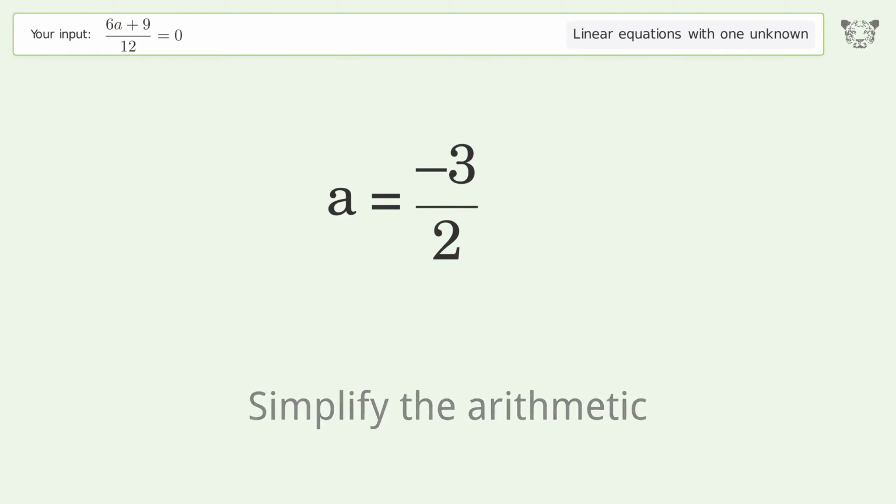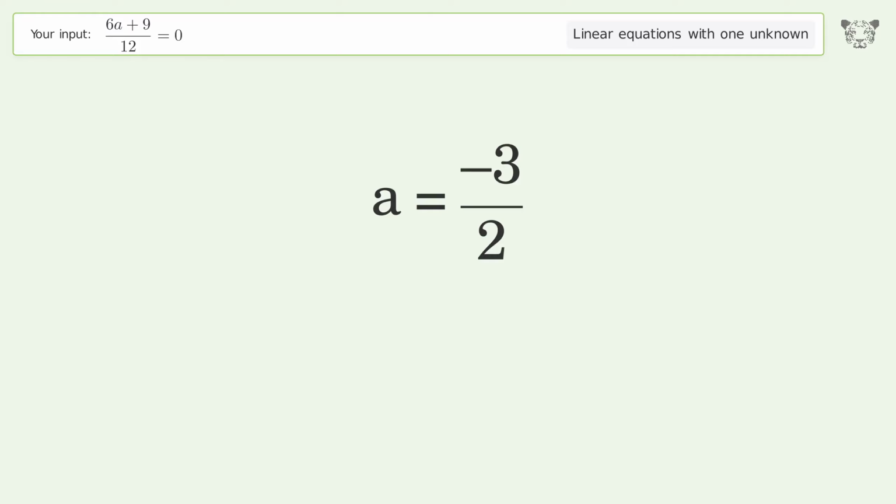And so the final result is a equals -3/2.